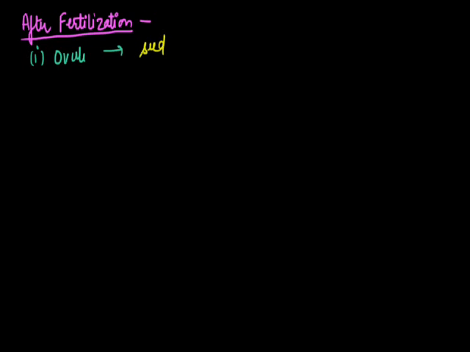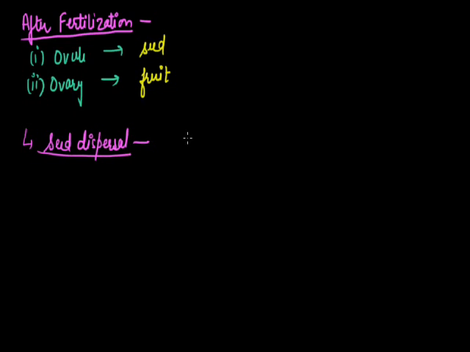Now after fertilization, the structure gets developed into another kind of structure. So the next point is what happens after fertilization. After fertilization, first of all, the ovule gets developed into seed, while the ovary will form fruit. After completion of fertilization, you will get a ripened ovary, that is fruit, while the fertilized ovule will develop into seed. The next step is seed dispersal.